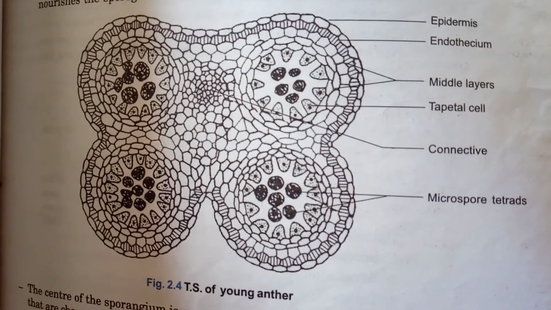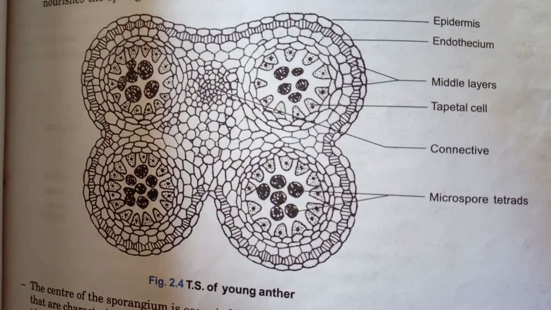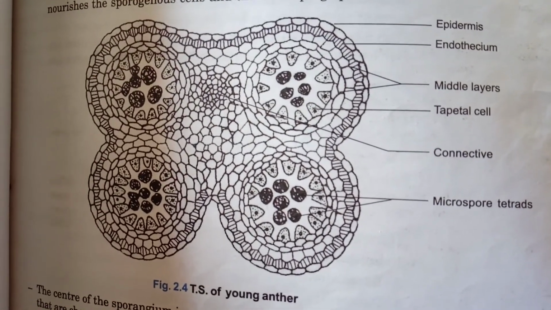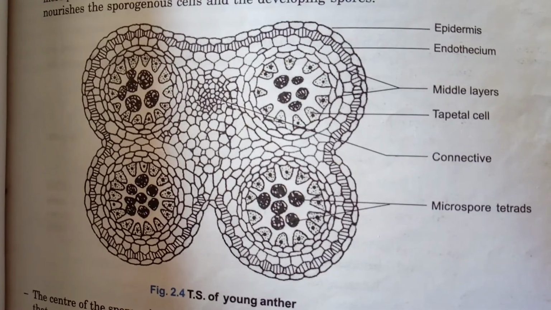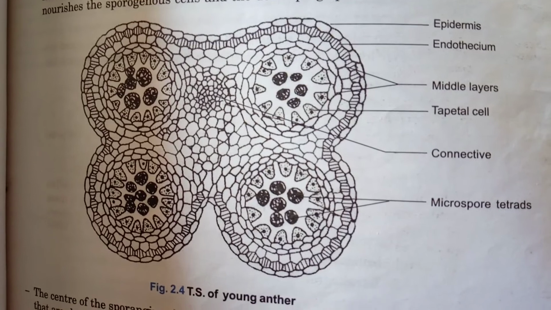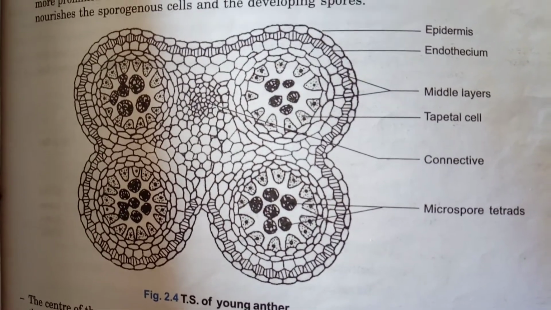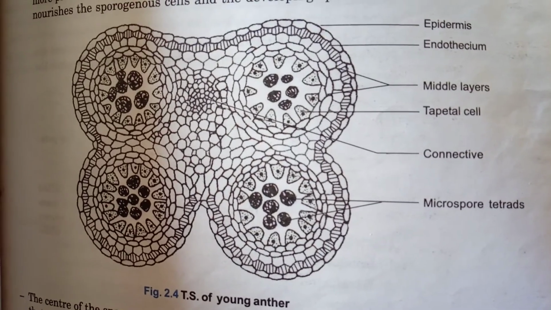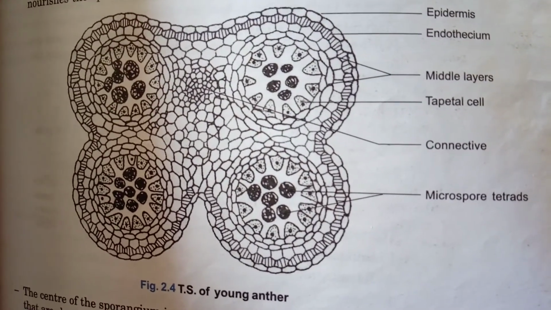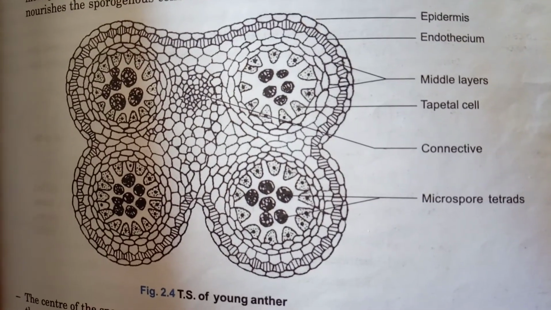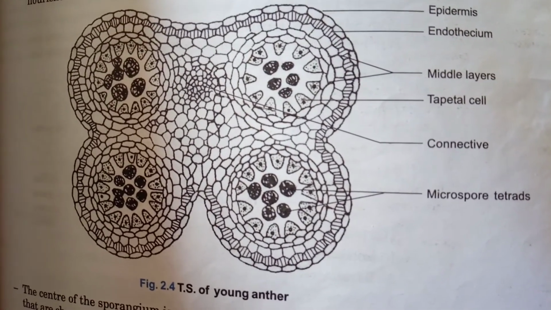The tapetum is of physiological significance as it nourishes the sporogenous cells and the developing spores. The center of the sporangium is occupied by a mass of sporogenous cells that are characterized by large size, dense cytoplasm, and a prominent diploid nucleus. Later they form haploid microspores by undergoing meiosis.